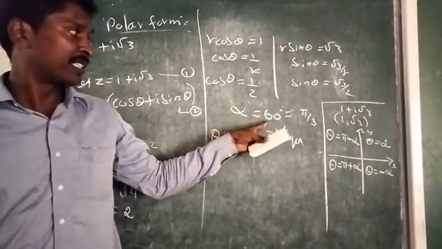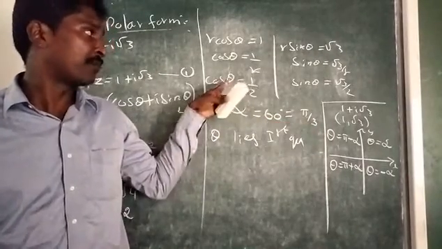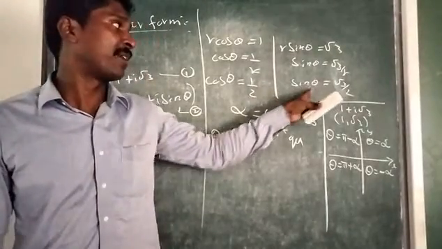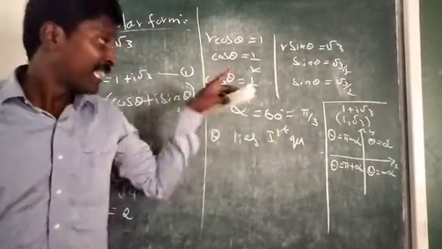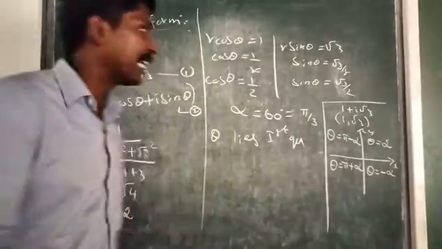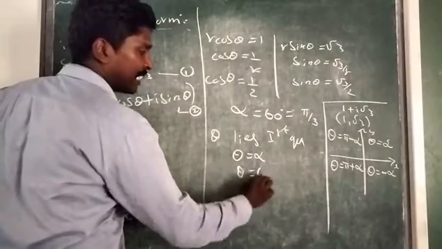So alpha equal to 60 degrees, converted in terms of pi, pi by 3. Instead of theta substitute pi by 3, cos gives 1 by 2. Instead of theta substitute pi by 3, sin pi by 3 gives root 3 by 2. So I come to the conclusion alpha equal to 60. Then I have identified that theta lies in the first quadrant, because if it lies in the first quadrant, theta equal to alpha. So theta equal to 60 degrees.